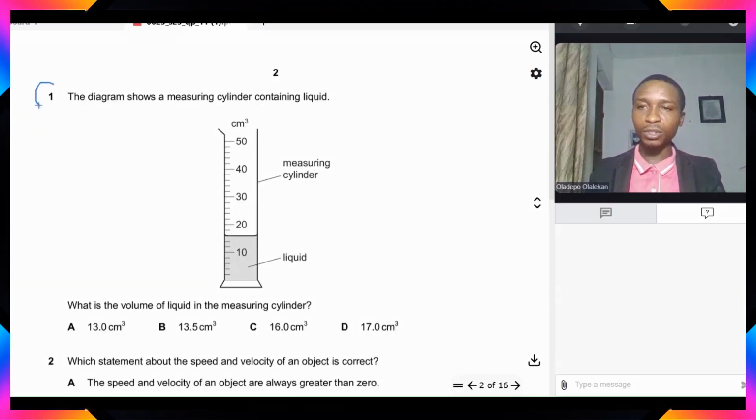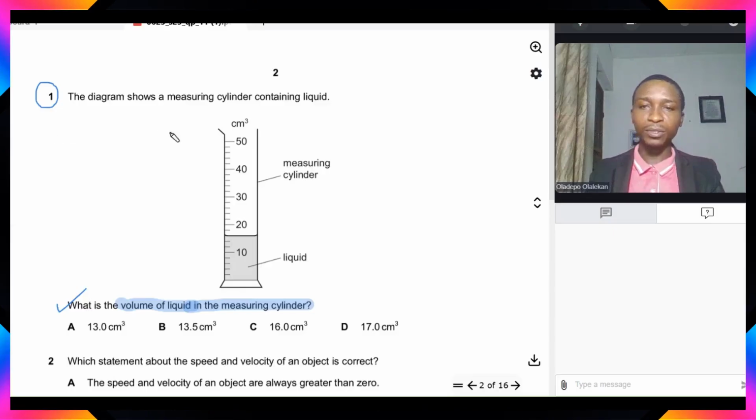We have the first question, question 1. The diagram shows a measuring cylinder containing liquid. So here comes the question: what is the volume of the liquid in the measuring cylinder? Identify the problem. The problem is we want to measure the volume of the liquid that is present in this measuring cylinder. So how do we do that?